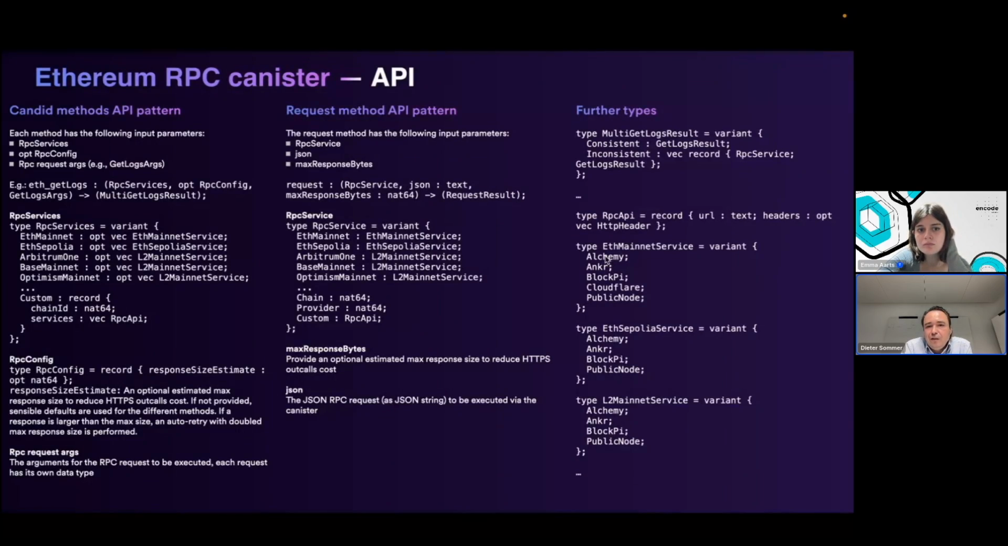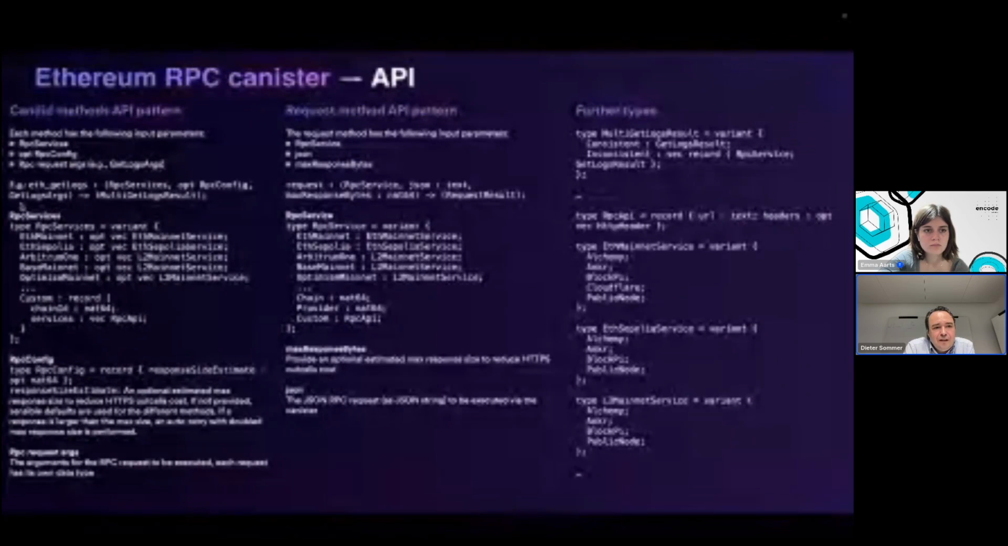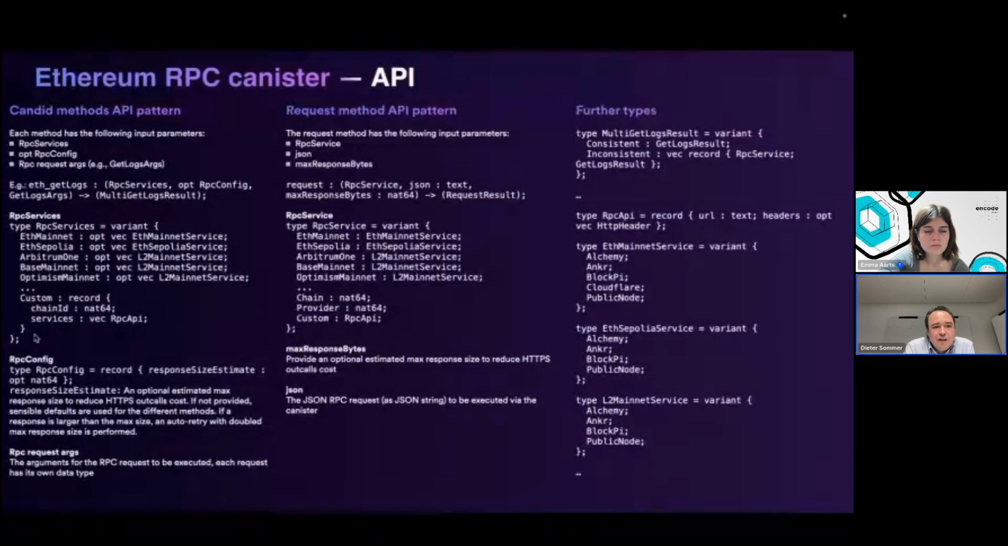So you can, for example, say you want Alchemy, BlockBuy, and Cloudflare, and you can specify this here. Or you can just leave it to the canister and just say you want ETH mainnet and specify nothing else. Then you get a choice of 3 RPC providers that's chosen by the canister. So much to how to specify the service, either predefined things or custom.